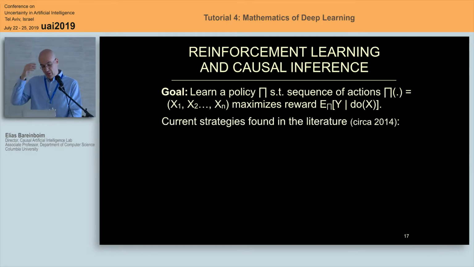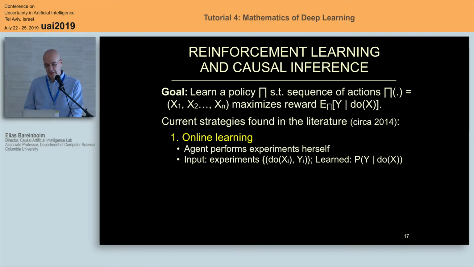Now, this is where I started around 2014. This is how the literature looked. First, we have in RL the online type of learning, in which the agent performs the experiment herself, which means that the input of any analysis is experiments: you go to this reality, you do the intervention in this variable, and you change it and see how things go. This is why I'm writing experiments. I'm writing this do x, and you have time, I moving from 1 to t, and then you collect these pairs here, do xi and yi. The goal of the analysis is invariably, or almost invariably, to learn about this P of y given do x distribution, or a function of this distribution.